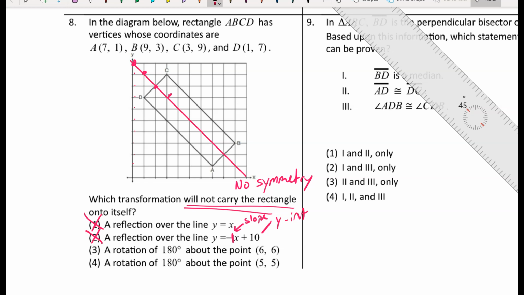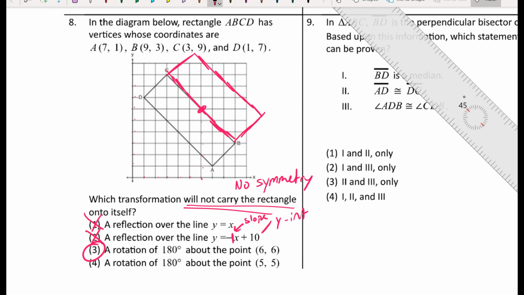Now I'm going to try rotating 180 degrees about 6, 6. So let's see where 6, 6 is. 1, 2, 3, 4, 5, 6. 1, 2, 3, 4, 5, 6. Now wait a minute. If I spin it 180 degrees around that point, it's not in the middle of the rectangle. My rectangle is going to end up spun halfway around that point to be on the other side over there. So there's no way that's going to create the same image because it's not in the center of the rectangle.